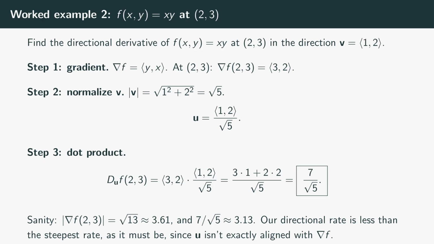Step 2. The direction vector v equals the vector (1, 2). It is not a unit vector. Its magnitude is the square root of 1 plus 4, which is the square root of 5.